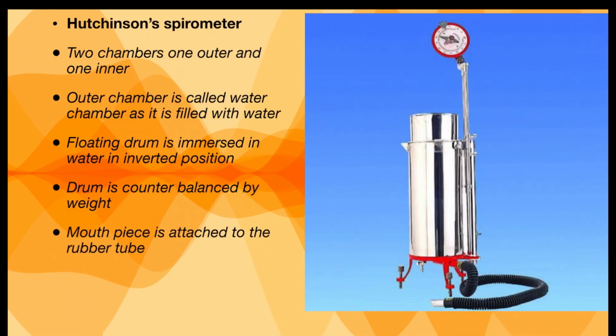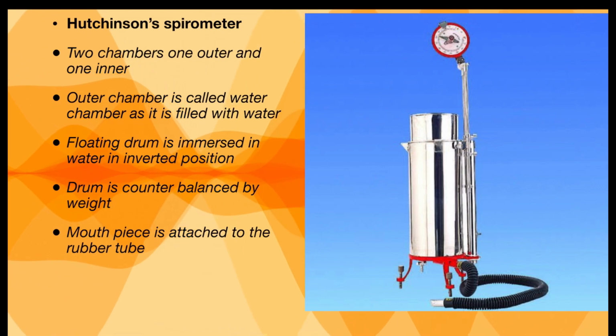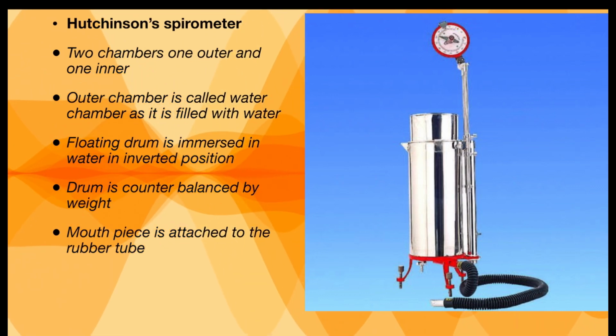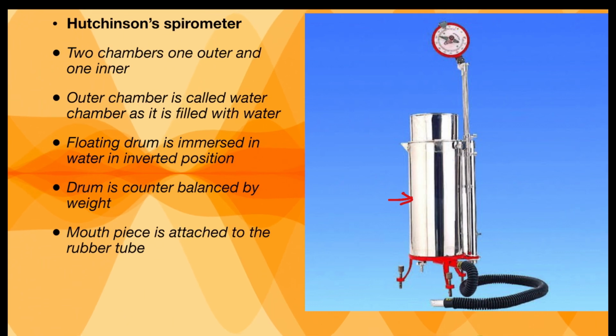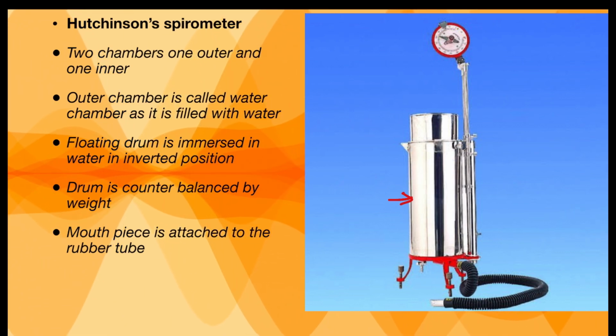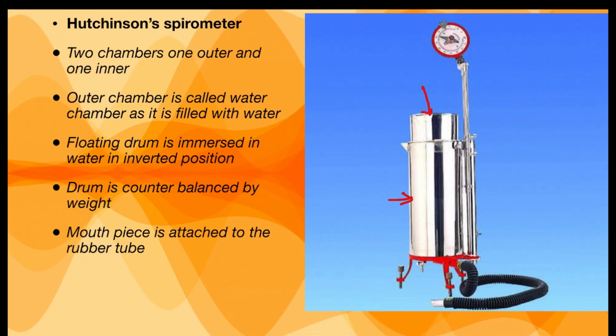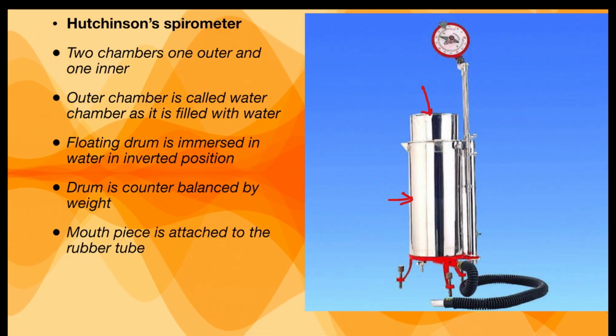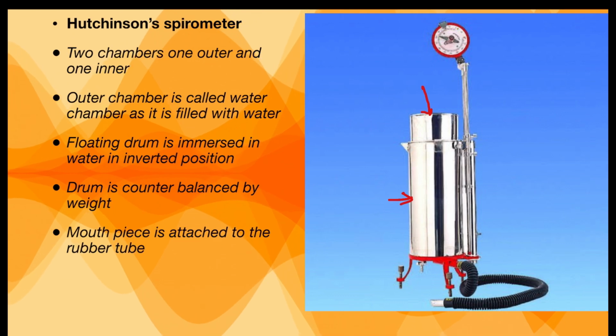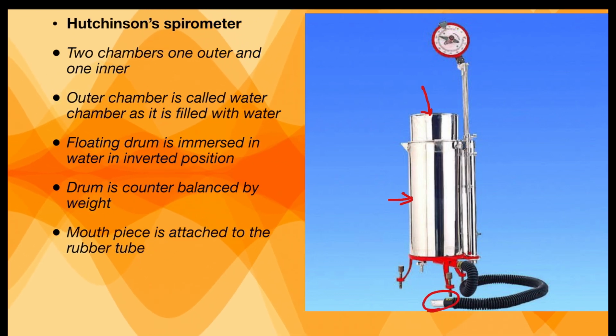This is the image of Hutchinson's spirometer. This is made up of two chambers, one outer chamber and one inner chamber. The outer chamber is called the water chamber as it is filled with water. The floating drum is immersed in water in an inverted position. The drum is counterbalanced by weight. A mouthpiece is attached to the rubber tube.